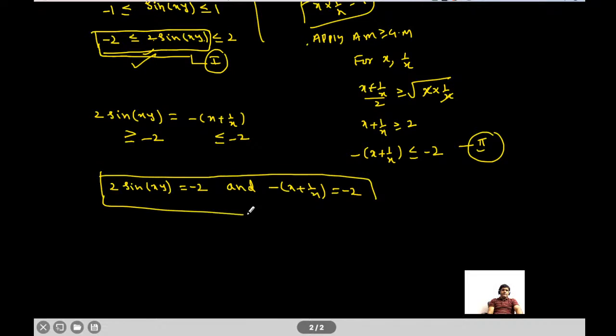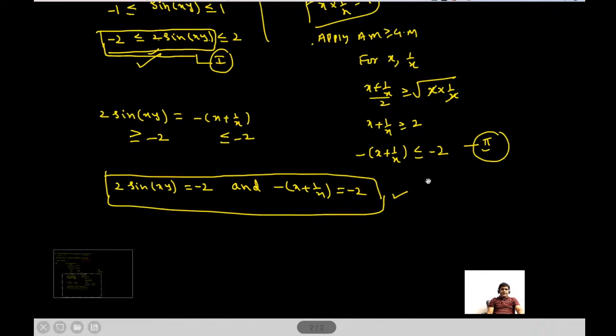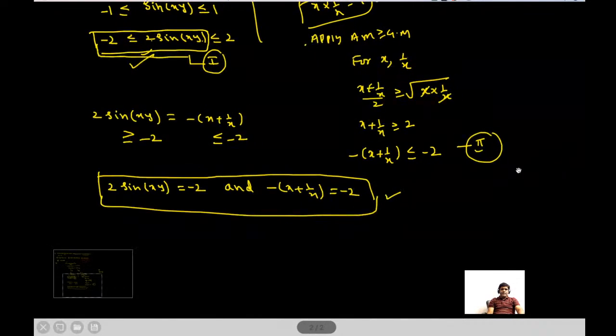Now we need to solve this system of equations of two variables. Here x is one variable and y is another variable. Now you take the first part, the algebraic part.